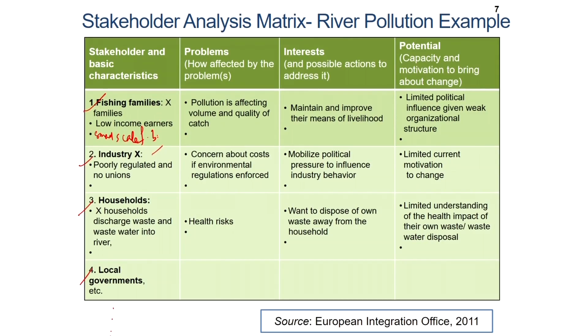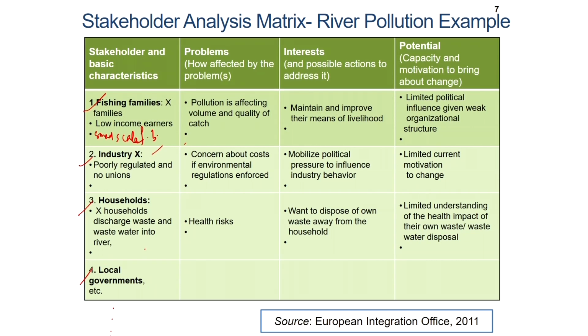So, depending upon the stakeholders that we are taking, the problems that the corresponding stakeholder is facing are what we need to write down here in the column on problems. Fishing families, in our example here, are low income earners, with pollution affecting the volume and quality of catch. With regard to industry, some industry X is poorly regulated with no unions, with concerns about costs if environmental regulations are enforced. So, what if environmental regulations get enforced and the cost of production becomes very high? What is the effect of that on workers, let us say.